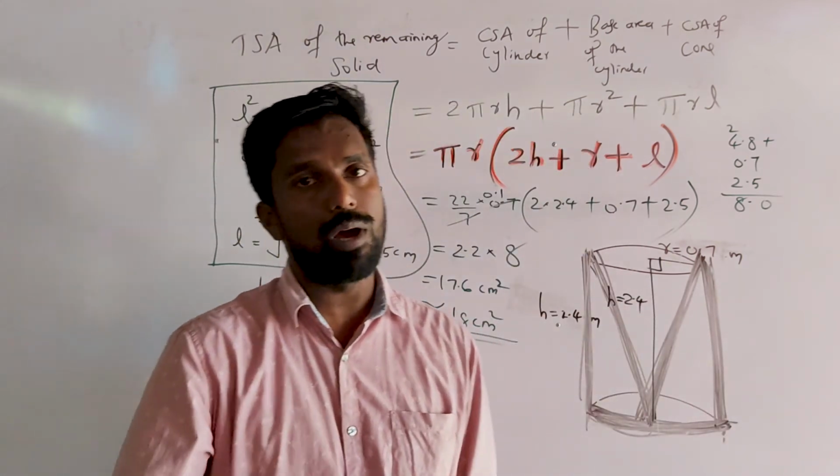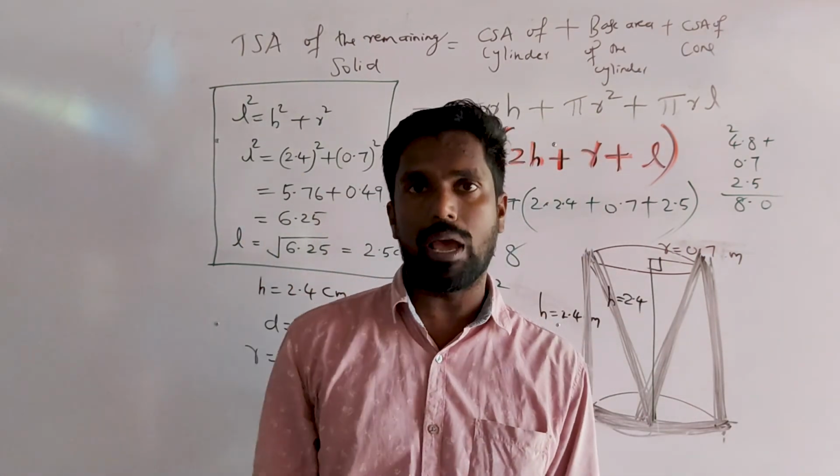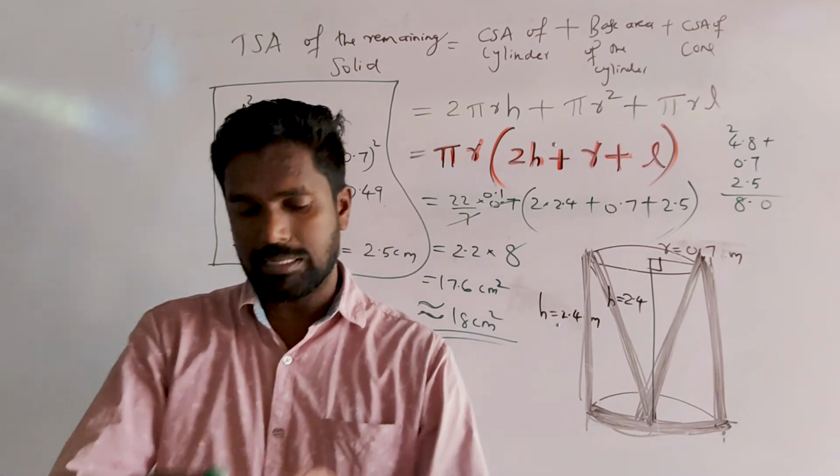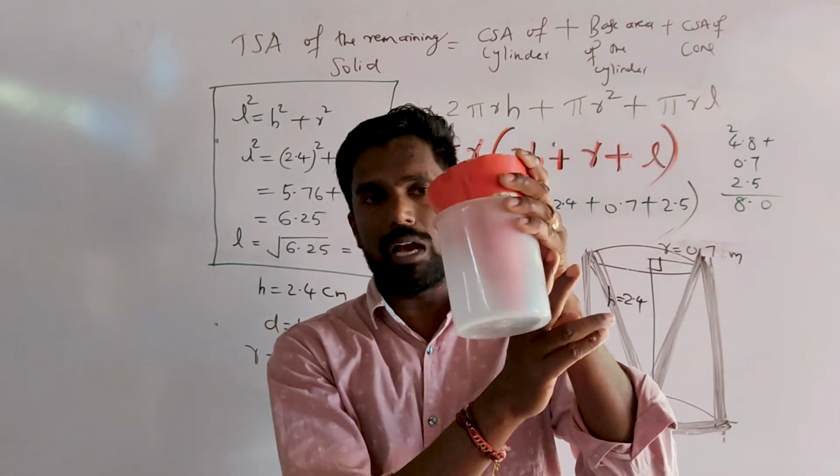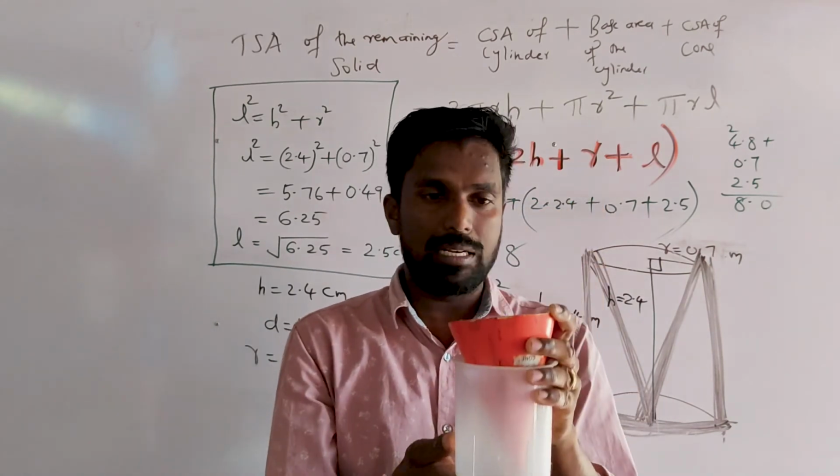It is very simple. Conical cavity is hollowed out. That means, suppose this is the figure, CSA of cylinder will come, and base area of the cylinder will come.